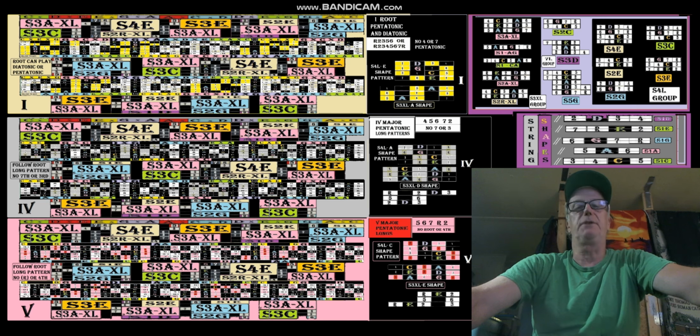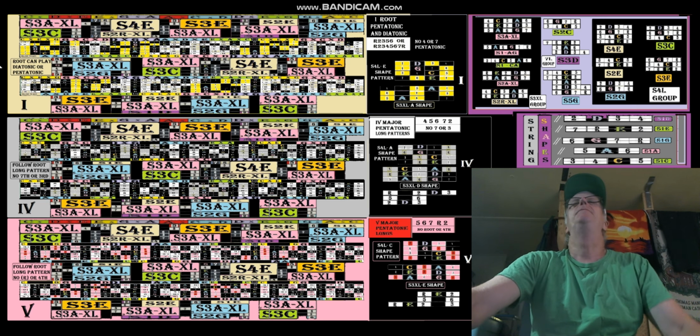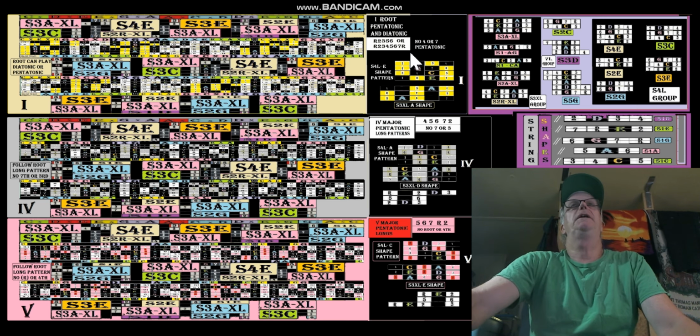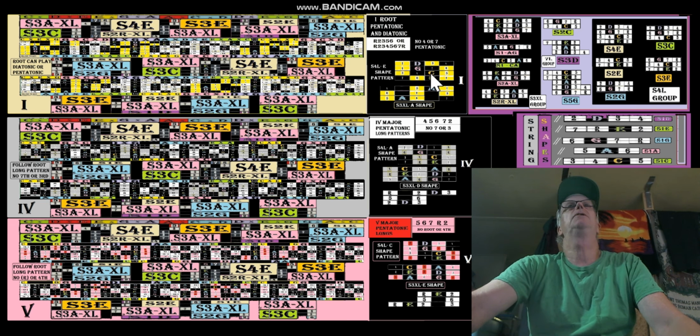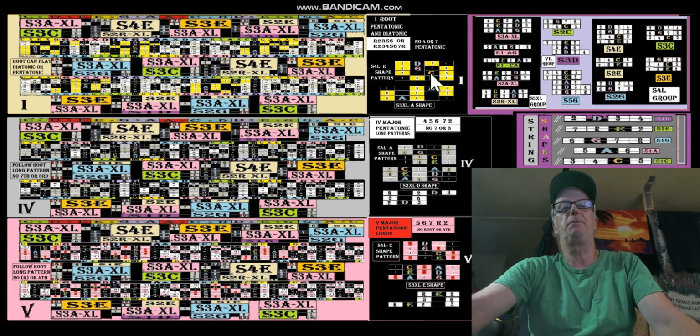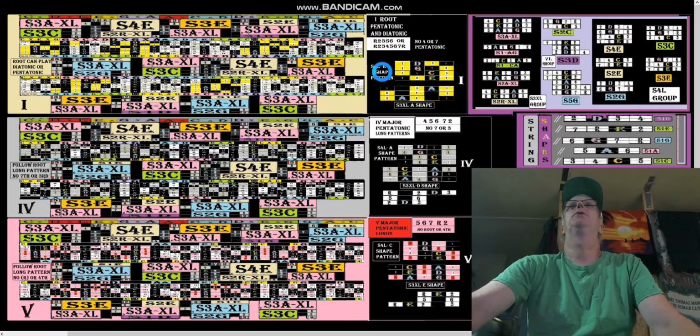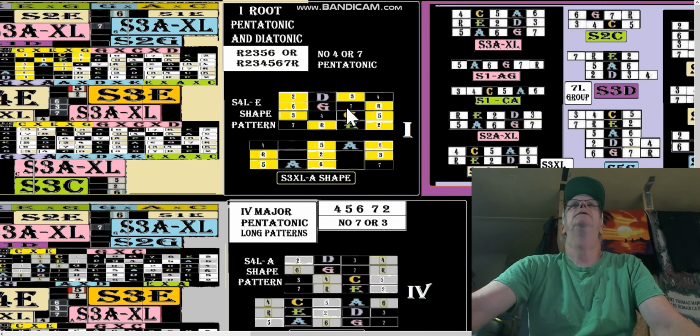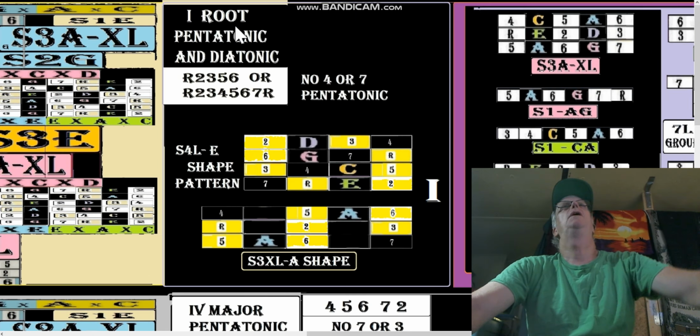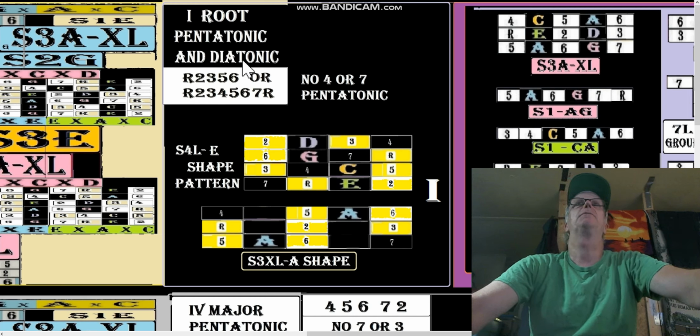There could be something to that, but moving on in the subject matter, and that is the long patterns, playing the long patterns. Why do we play the long patterns? So they can be played from the fret nut or from a capo. So I've mapped out the long pattern. So this is one root, pentatonic and diatonic. Remember, on the root you can play the diatonic and the pentatonic.